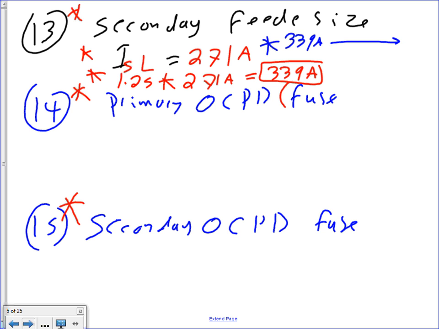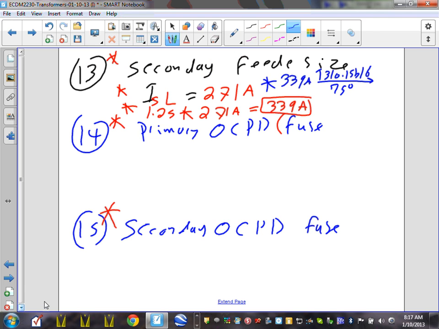Now, which table? You should be very familiar with the table 310.15(B)(16). That's very easy. Which column and why? Under the 75 degree Celsius column. Why 75? Thank you. 75. I want to do it one time.